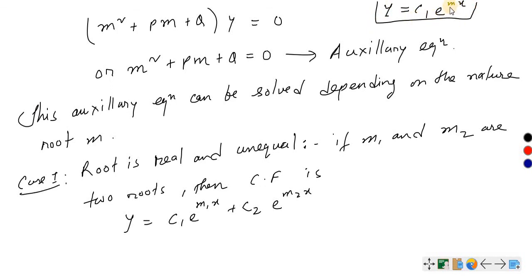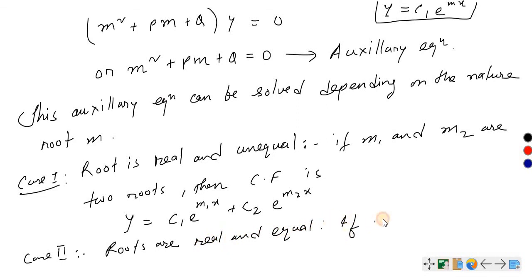Now this m is what? It is the root. Since it is a second order differential equation, we are having two roots and we have to check the nature of the roots, whether they are real and unequal, whether they are real and equal, or they are imaginary. And depending on the nature of the roots, we will have different types of solutions for the complementary function. I think it is clear to you. Okay. Now, case number 2, roots are real and equal. In that case, what will be the solution?